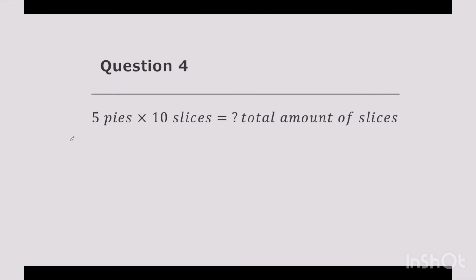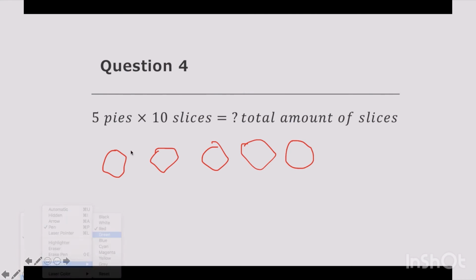Question 4. 5 pies times 10 slices. Okay, so this is going to be easy, and I'm terrible at drawing circles. Let's just make this very quick. This is the only perfect circle I can draw. Okay. So the rest of these circles are gonna be pies, or even these 4 little weird shaped circles. So this first pie is gonna have 10 slices because the X means each pie gets 10 slices.